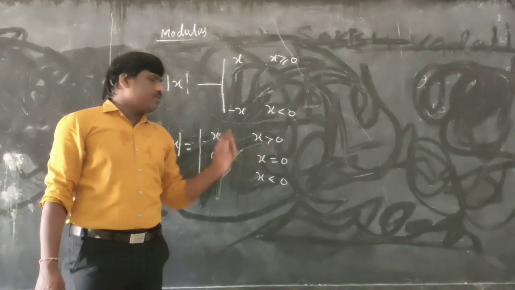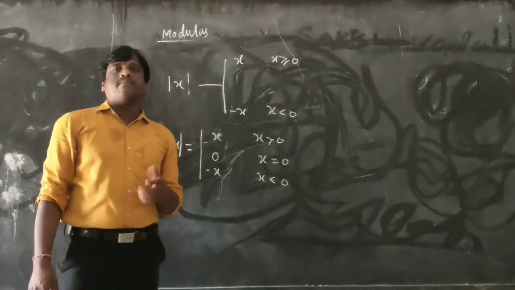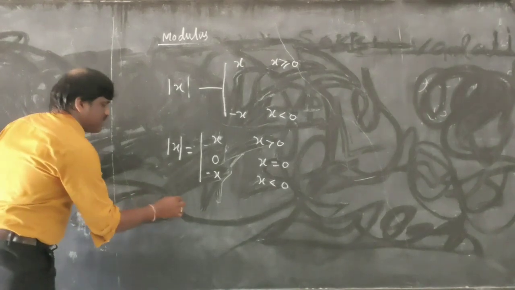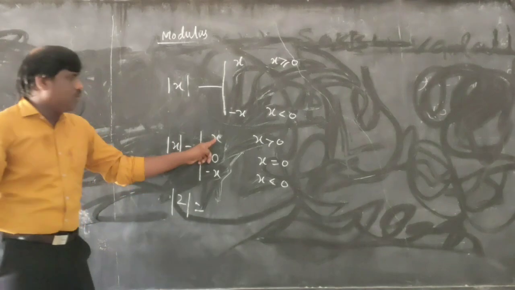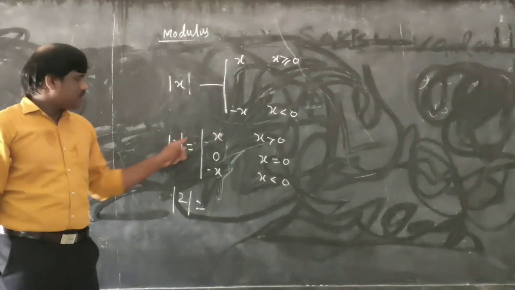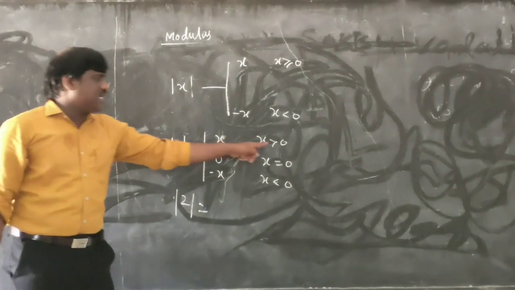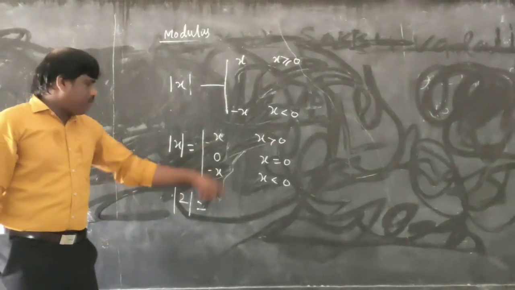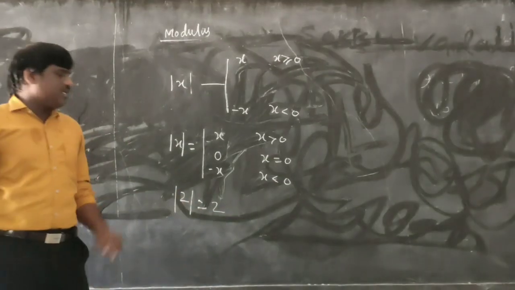x greater than 0. On the real number line, what are the numbers x greater than 0? Let us consider 2. 2 is a number which is greater than 0. So mod 2 value is, according to this rule, when x is greater than 0, the output should come x. Suppose the input is 2, then the output of mod 2 will be 2.